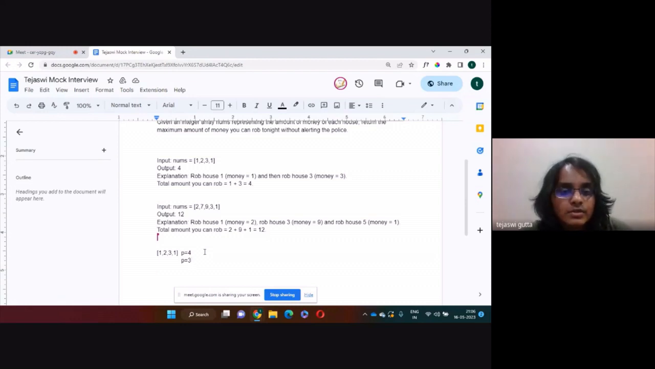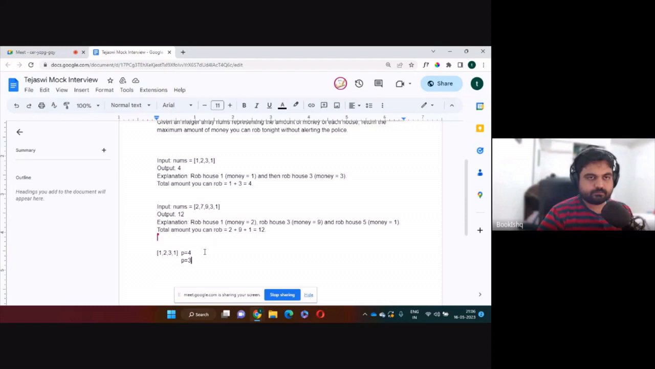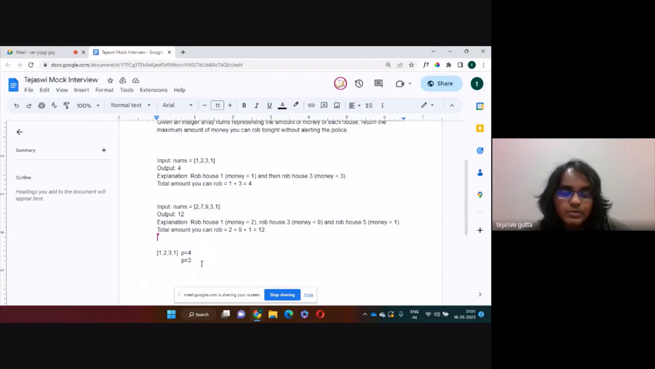No, I think I can also return zero. I can return zero if I have reached the end of the array. Correct. Yeah. And that would be the base case. And then coming to the actual code.